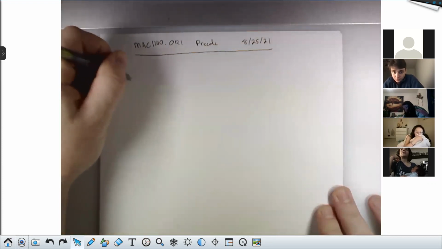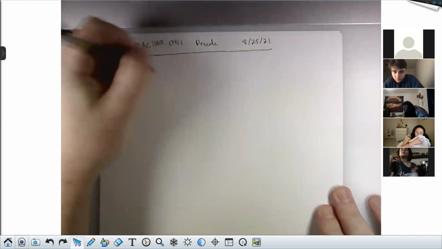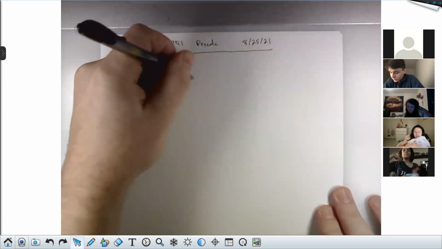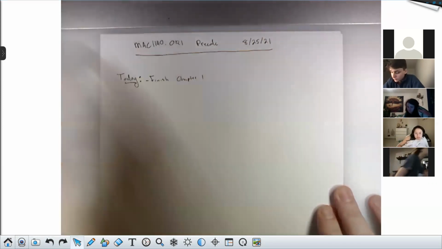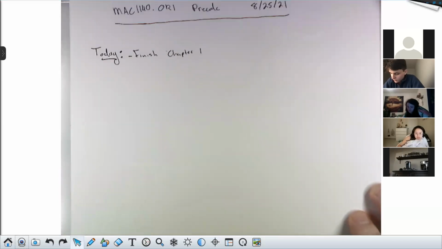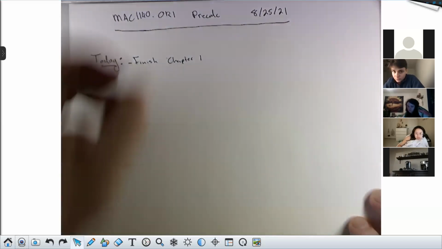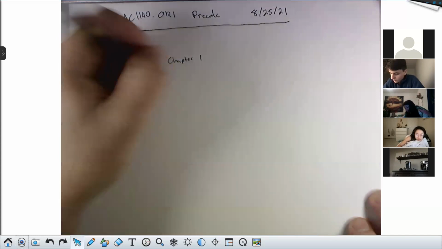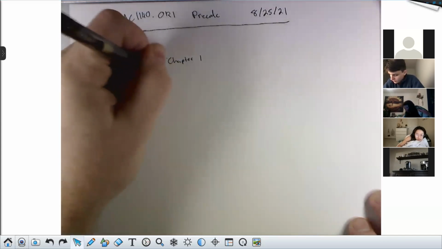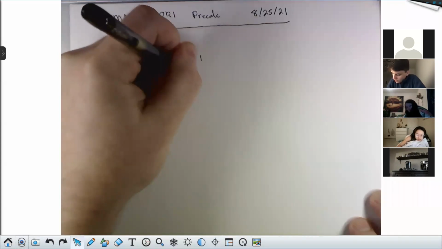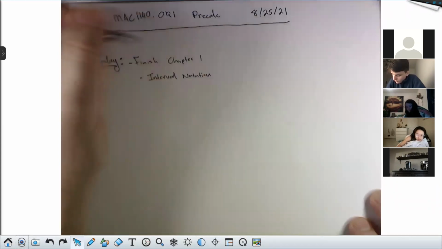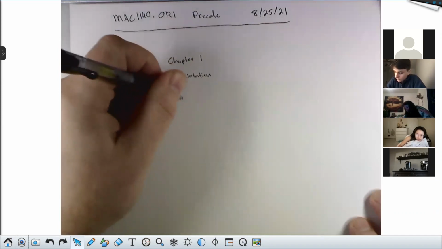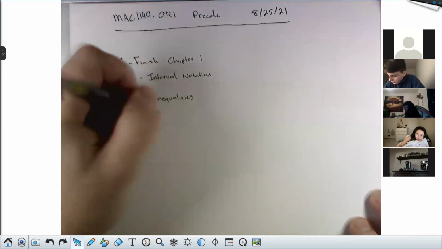Today we're going to finish chapter 1. I mentioned that we're going to go through those preliminaries very, very quickly. Later chapters, of course, we will spend more time on. But specific things we're going to talk about in here today are things like interval notation, inequalities, and domains.